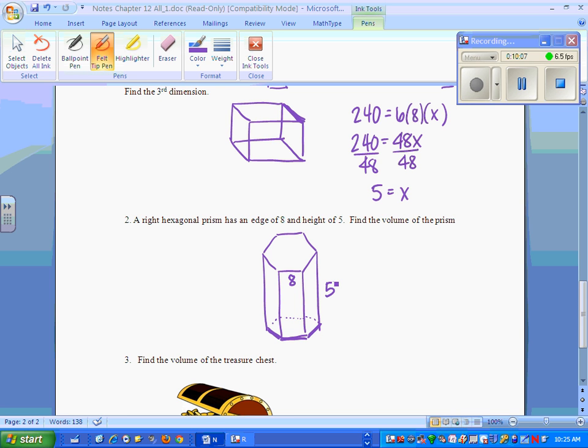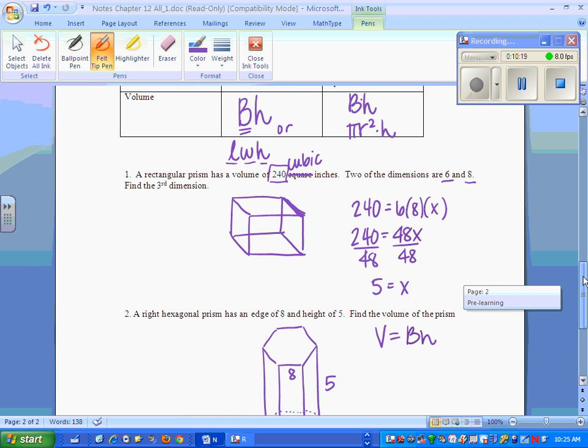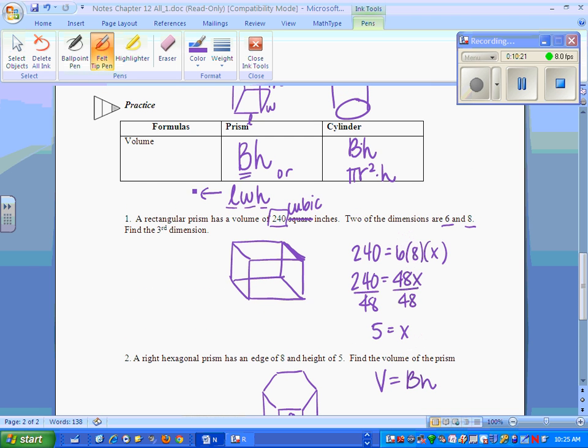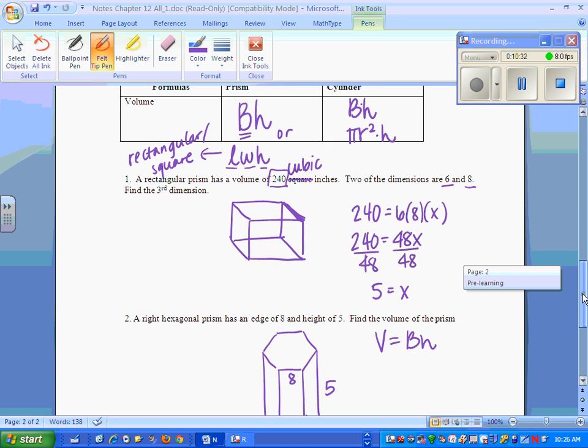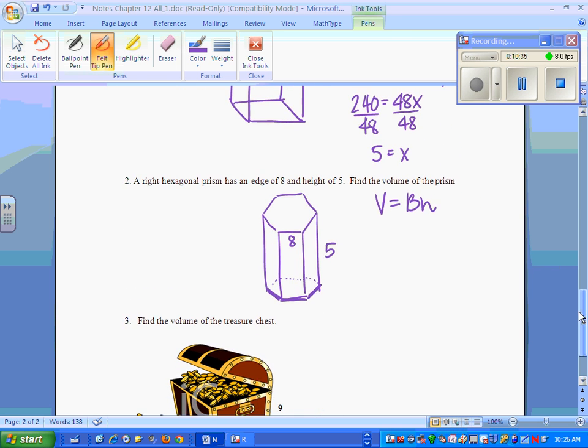Okay, I want to find the volume of the prism. Remember, volume is base times height, or you could do length times width times height. In this case, we really can't do length times width because I don't have a rectangular prism. So this only works for rectangular prisms, or square prisms. Okay, because triangular prisms won't work with that either. So I want to find the volume of a right prism with an edge of 8 and a height of 5. I'm going to have to find the area of the base.